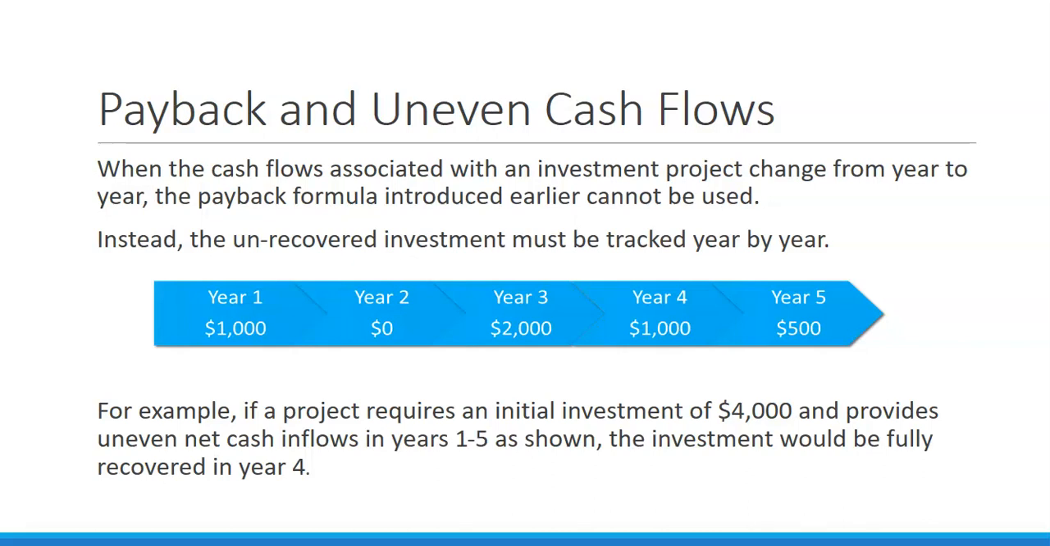It has uneven cash flows. So in year 1, we recoup $1,000 of that investment. In year 2, we have 0 cash flows, and then in year 3, we have $2,000 in recoup. So we start year 4 with $1,000 left, and we make $1,000 in year 4. So that gets recovered in year 4.